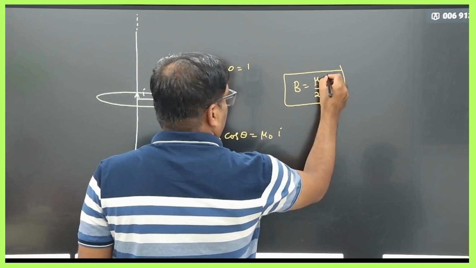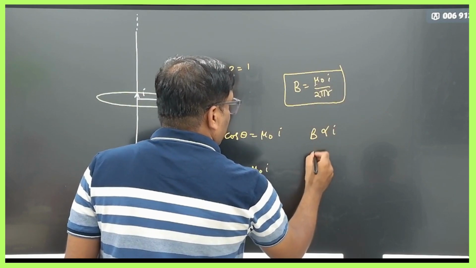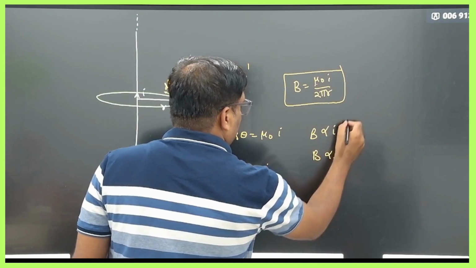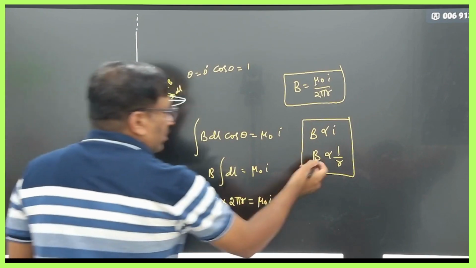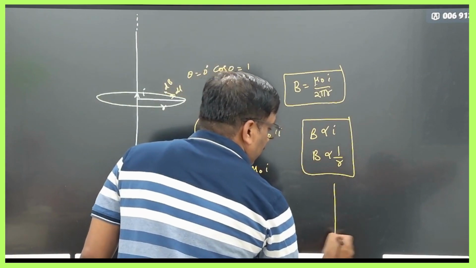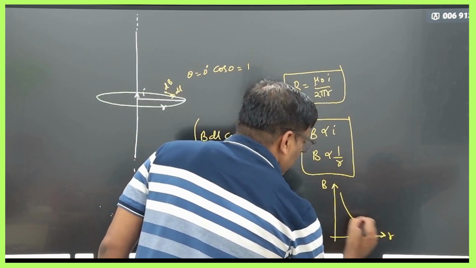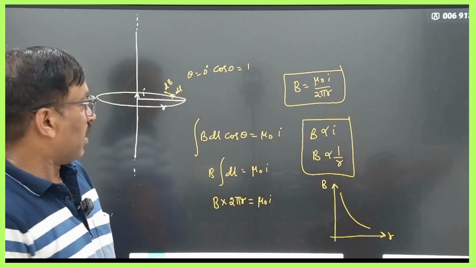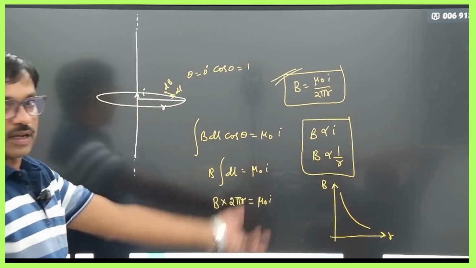Infinitely long current carrying conductor: how is the magnetic field? Magnetic field is directly proportional to current and inversely proportional to the distance. So you can rewrite it as a graph: B and r are inversely proportional. Clear? This formula you need to remember compulsorily for our coming topics.